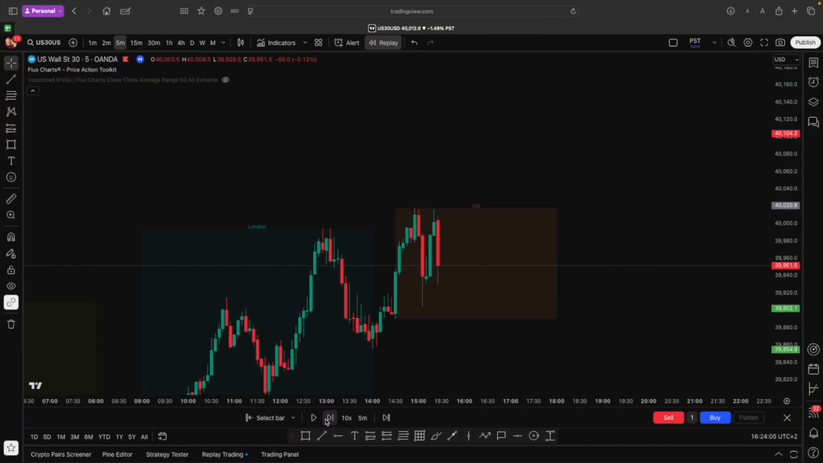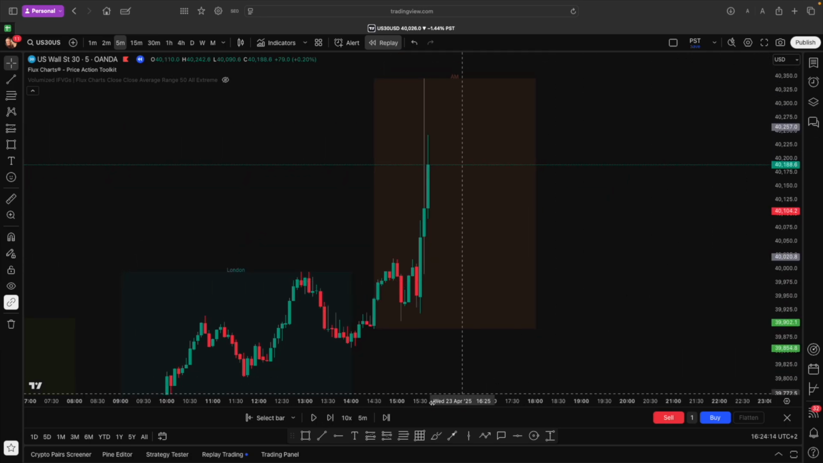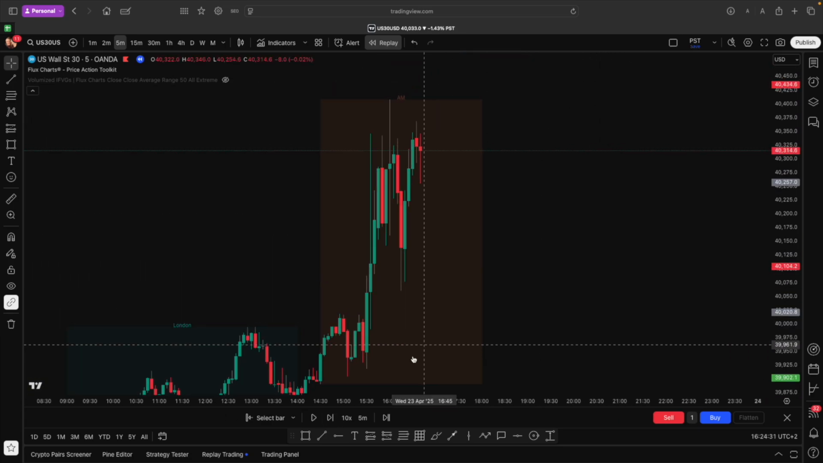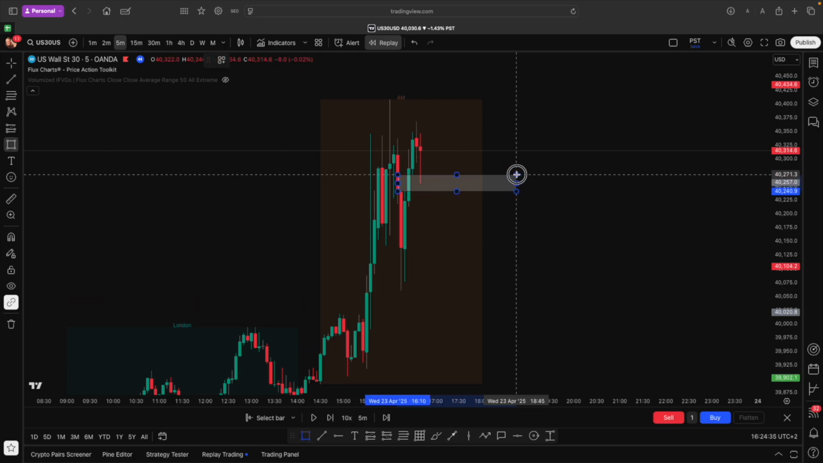Okay, so New York is about to open. There's the opening candle. Now we wait for the fair value gap to form. The first fair value gap has not formed yet. Has not formed yet. There we go. Our first fair value gap has formed.